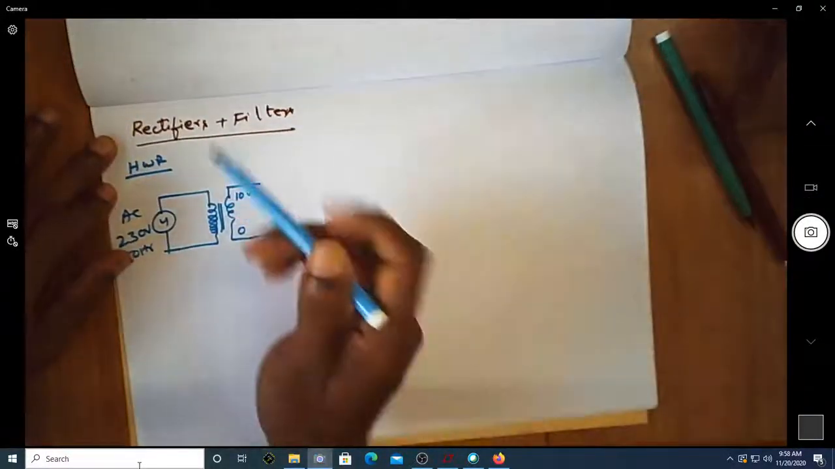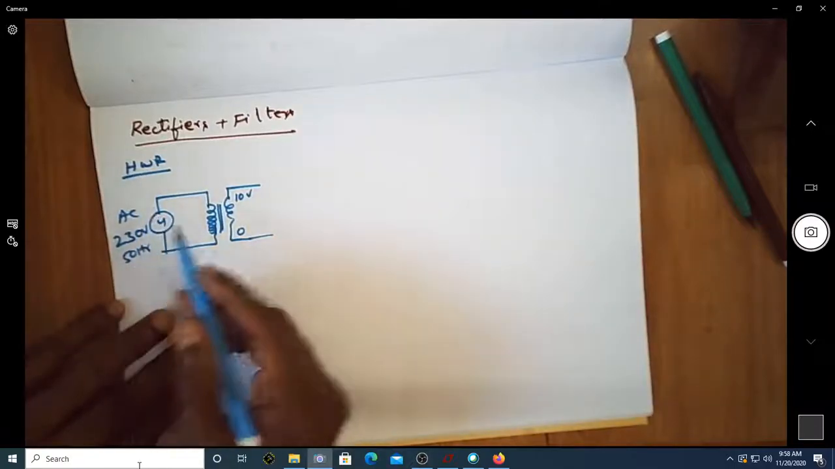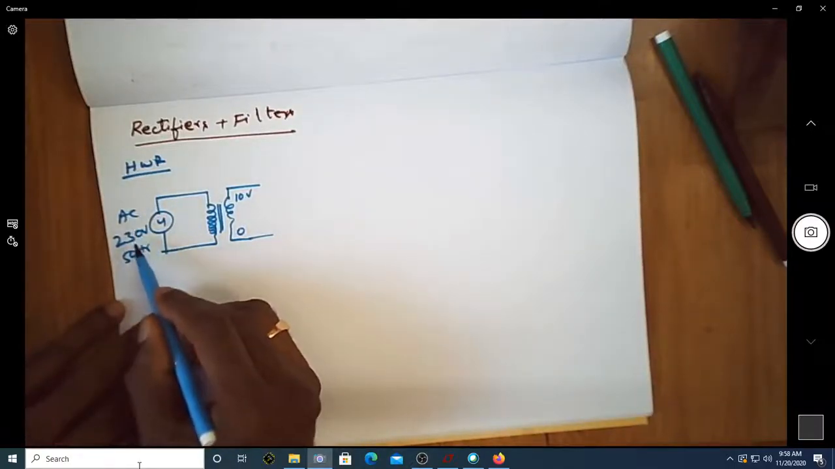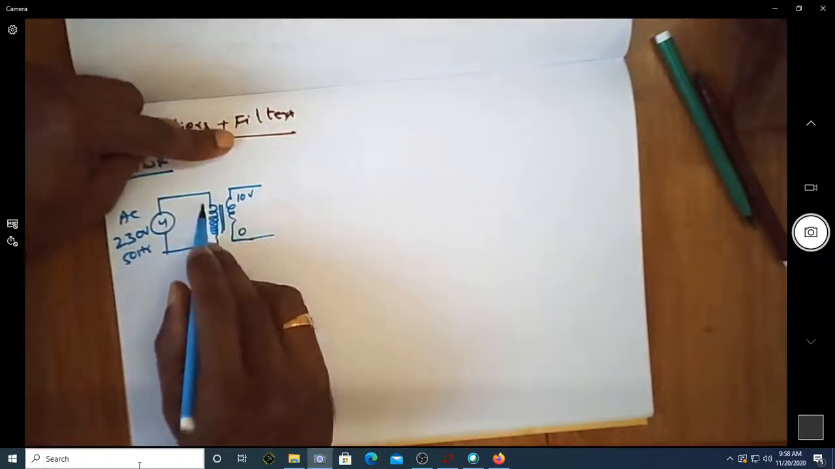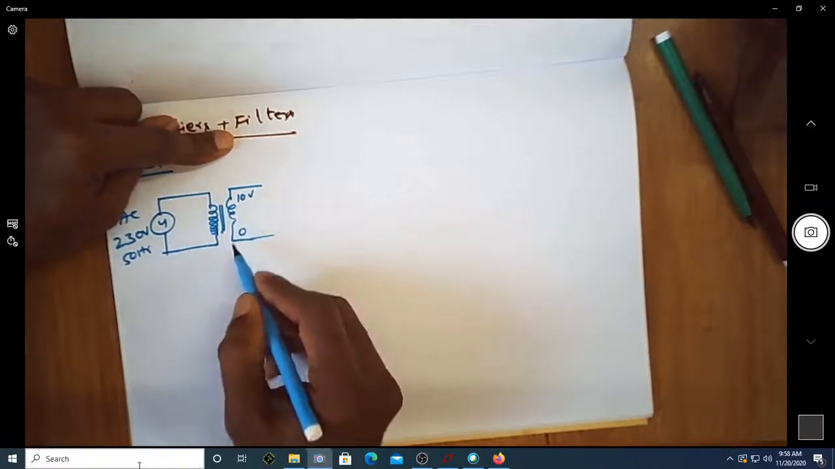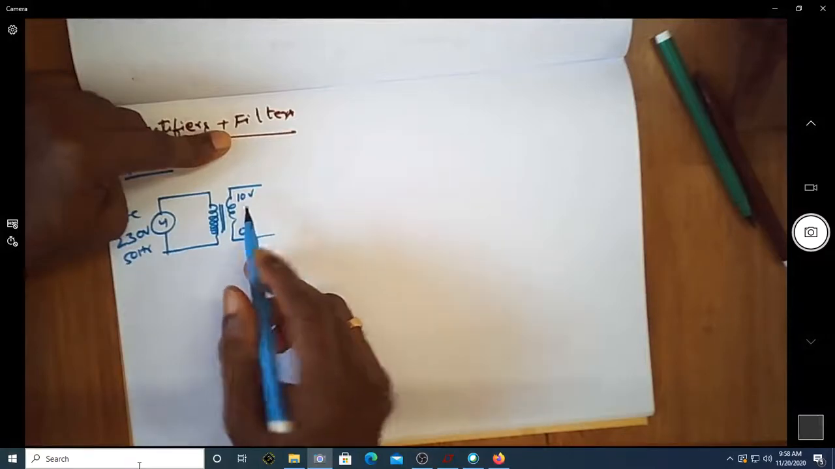Okay, let us start with analyzing rectifiers and filters. So let us first consider the half-wave rectifier. I'm writing a source AC with amplitude of 230 volt with 50 Hertz frequency, and this is connected to the primary of the transformer. The secondary of the transformer, having fewer turns, will result in 10 volt RMS.